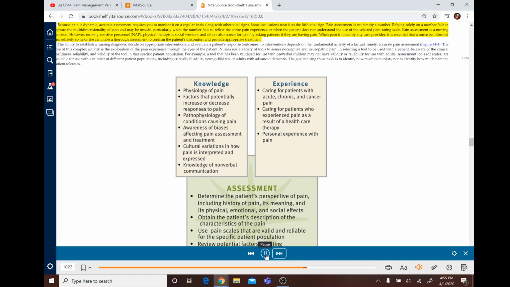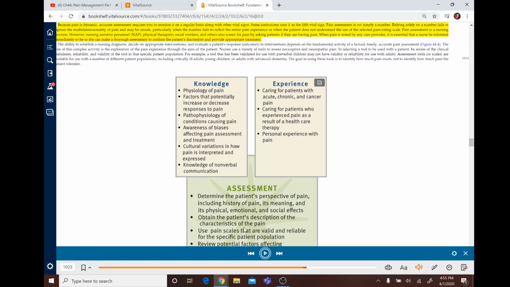However, nursing assistive personnel (NAP), physical therapists, social workers, and others also screen for pain by asking patients if they are having pain. When pain is noted by any care provider, it is essential that a nurse be informed immediately so he or she can make a thorough assessment to confirm the patient's discomfort and provide appropriate treatment.